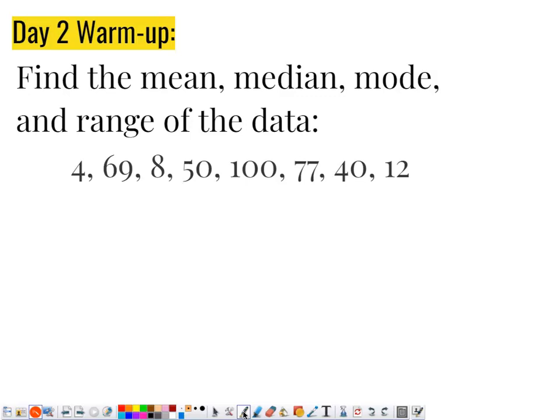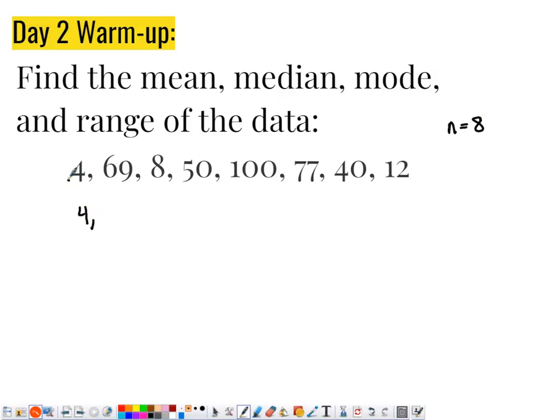Find the mean, median, mode, and range of the data. Okay. So the easiest way to do this: count how many data points you have, rearrange, and then go ahead and calculate all those points of interest. Okay. So let's count. So you have 1, 2, 3, 4, 5, 6, 7, 8 data points. So n is equal to 8, and let's go ahead and rearrange from least to greatest.